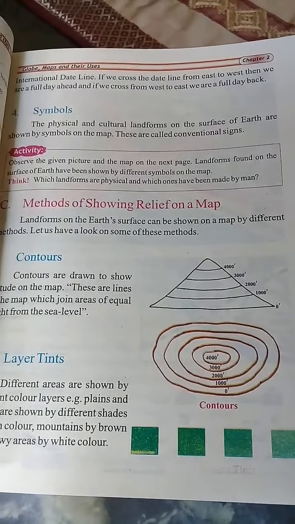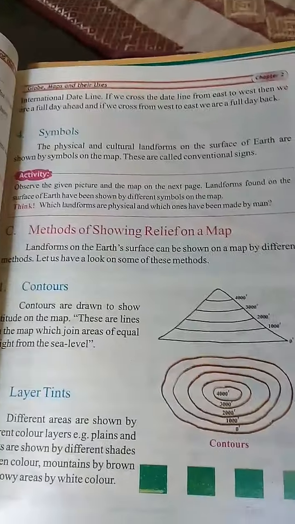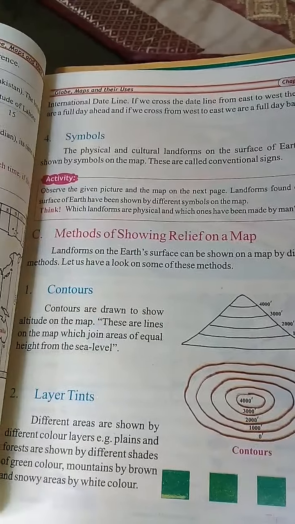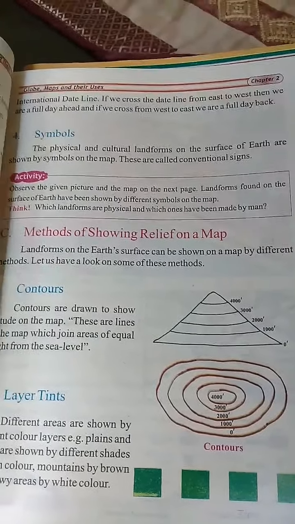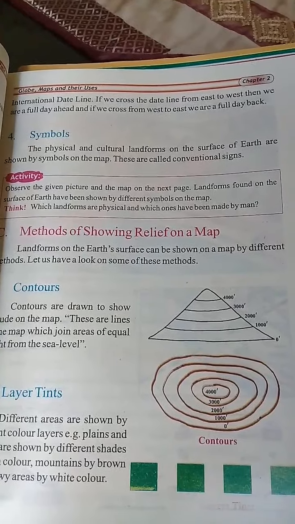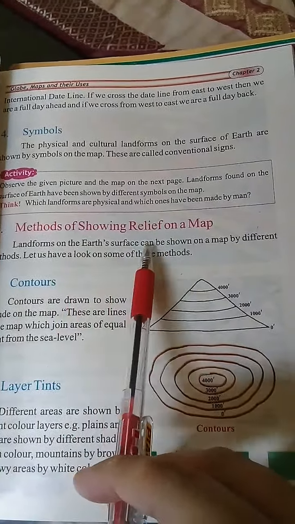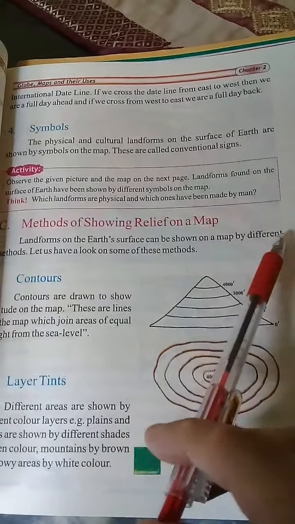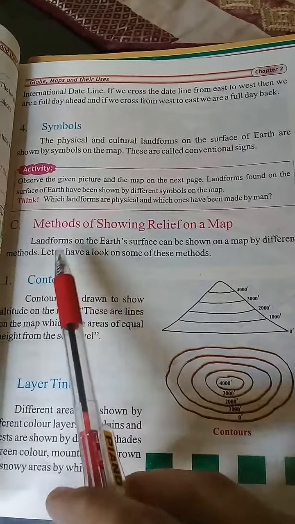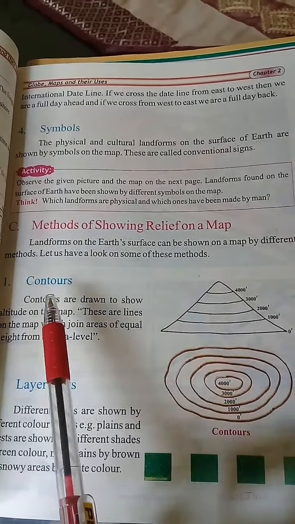The map can be represented by signs which help us to find the exact location on the map. These are different things, multiple things, that can be landforms. Landforms on the Earth's surface can be shown on a map by different methods. Let us have a look at some of these methods.